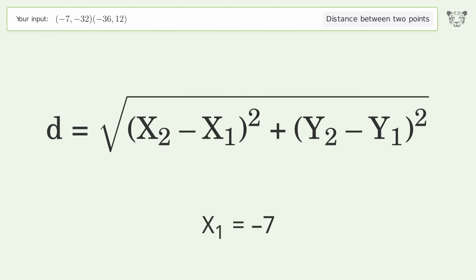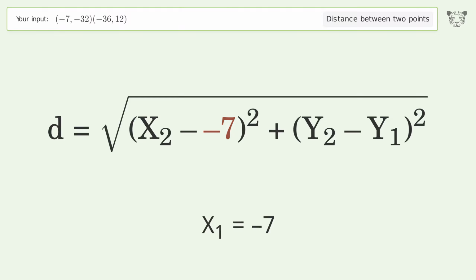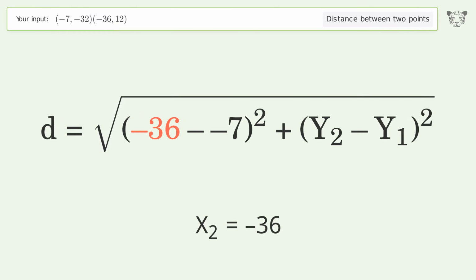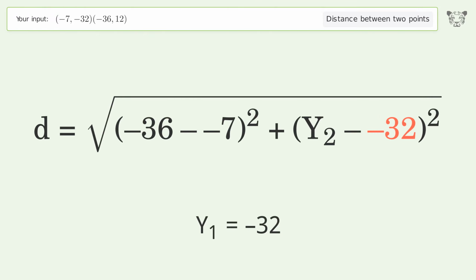x1 equals -7. x2 equals -36. y1 equals -32. y2 equals 12.